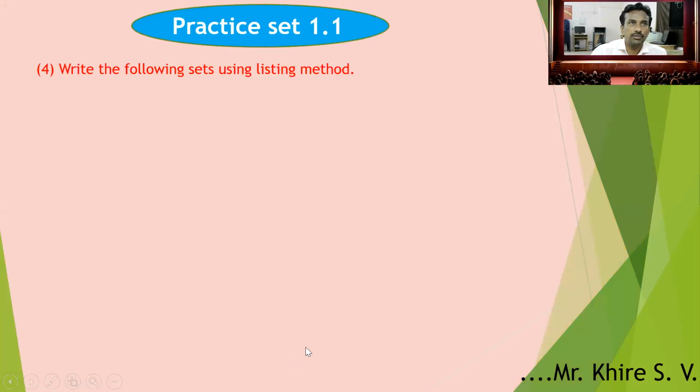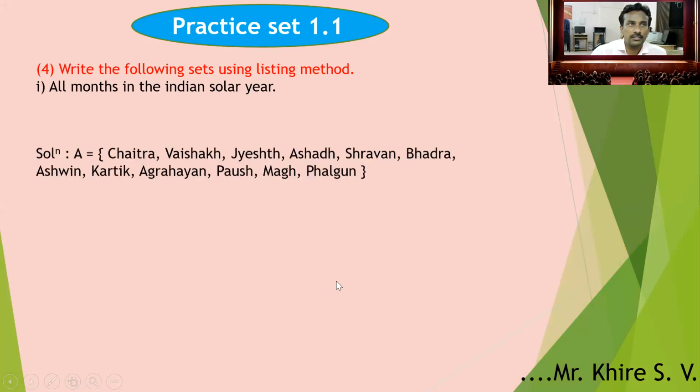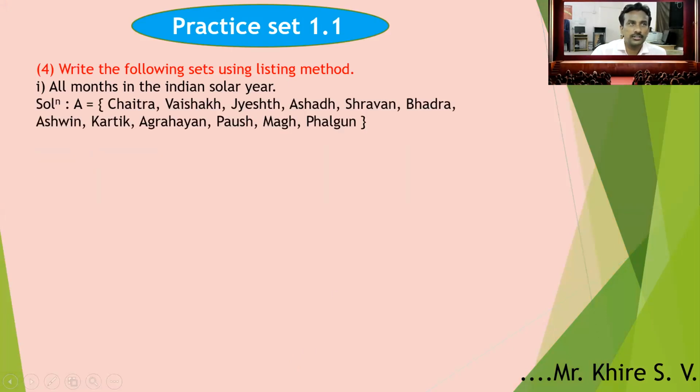Question number 4. Write the following sets using the listing method. All months in the Indian solar year. Suppose A is the set and the elements are Chaitra, Vaishak, Jeshta, Ashad, Shravan, Bhadrapad or Bhadra, Ashwin, Kartik, Agrahayan or Margashirsh, Paush, Magh and Falgun. These are the 12 months in the Indian solar year.